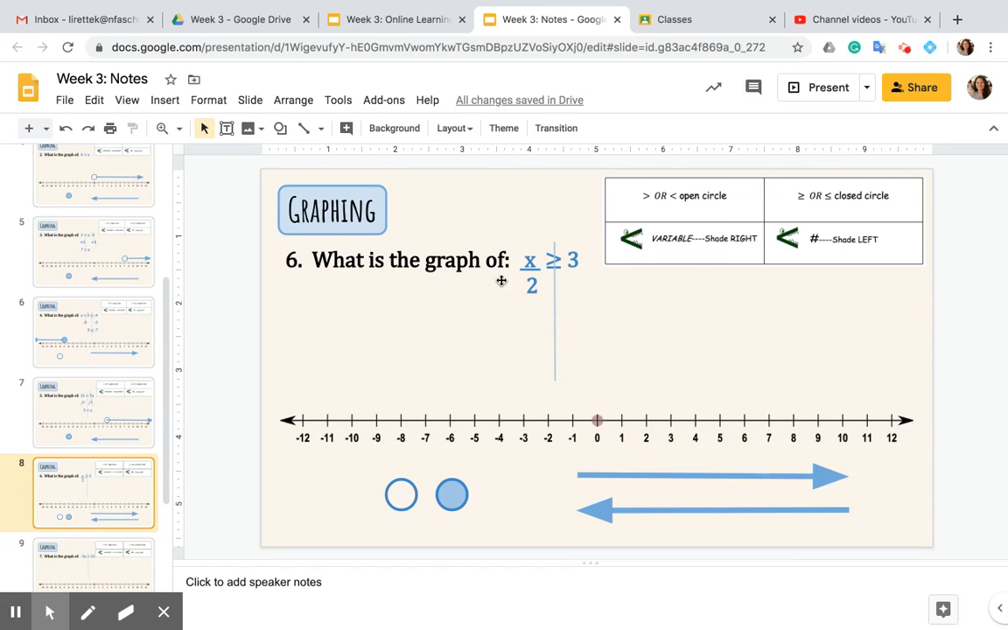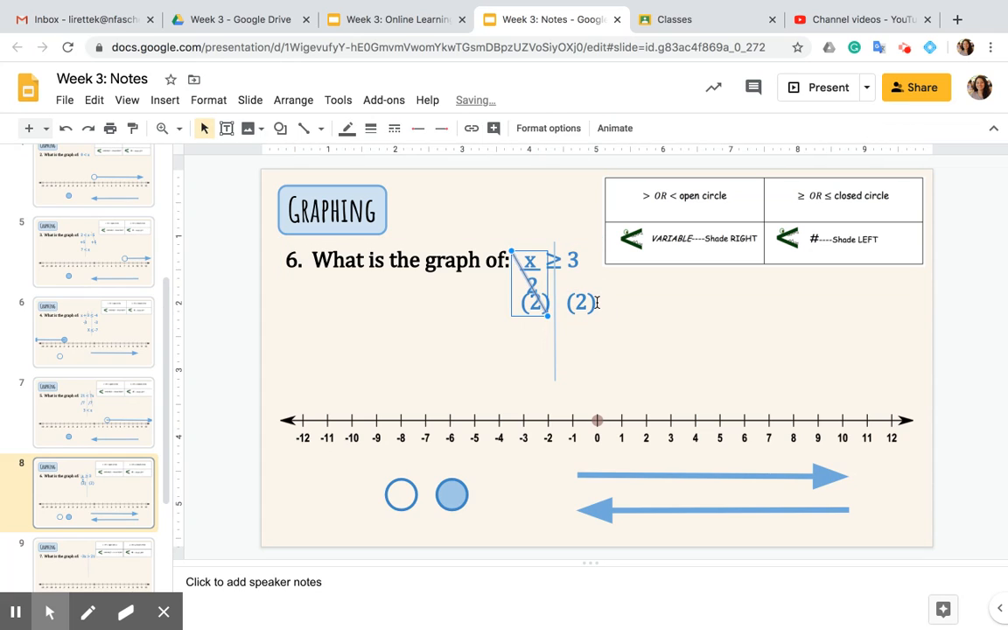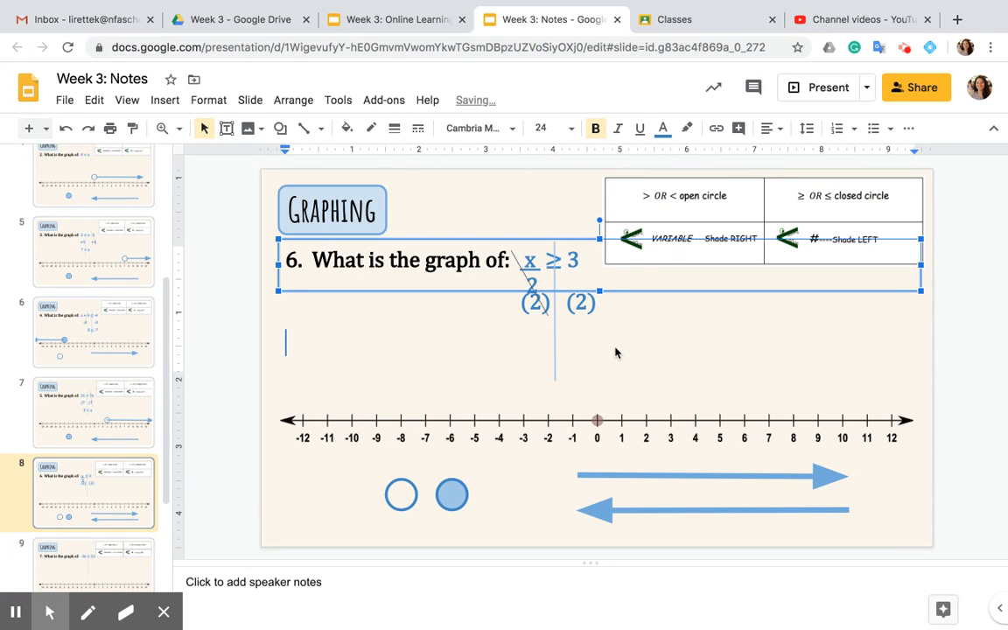Okay, number 6. What is the graph of x divided by 2 greater than or equal to 3? Well, this is division. I want the opposite of that. So I want multiplication. I think the easiest way to show that I'm multiplying is to just put it in parentheses. Times 2, times 2. Opposite of division is to multiply. I know it looks a little weird on these Google Slides, but we just kind of have to do the best we can to make it look as accurate as possible.